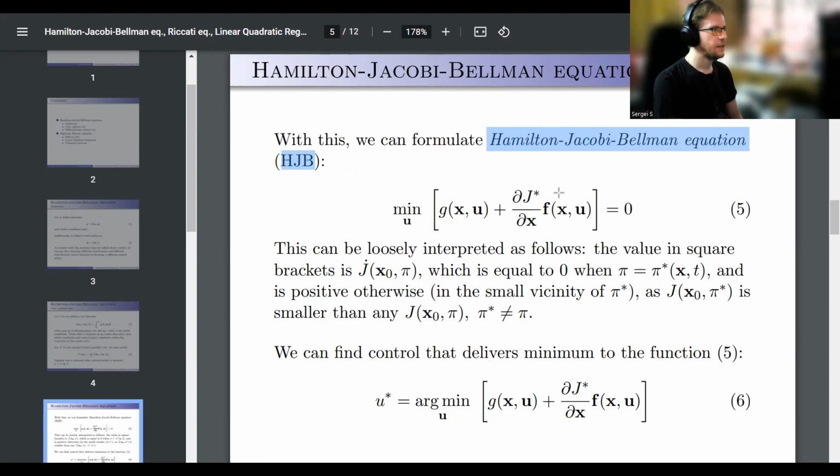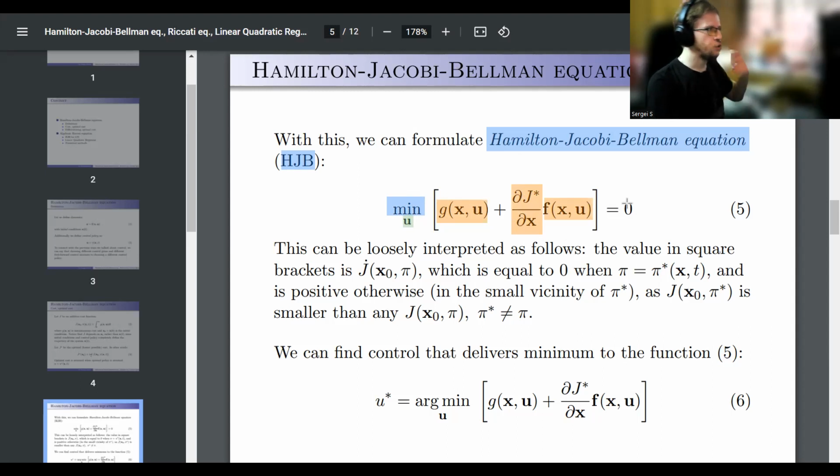So, the Hamilton-Jacobi-Bellman equation. What it is: a minimum over u of the instantaneous cost plus the partial derivative of the optimal cost with respect to x times the dynamics of the system. And this whole thing, this minimum over u, is equal to 0.